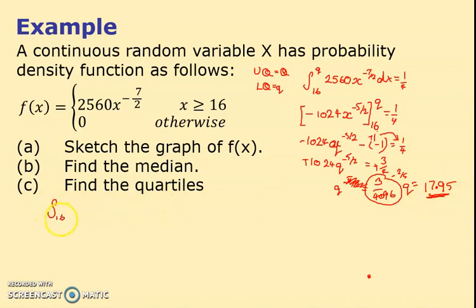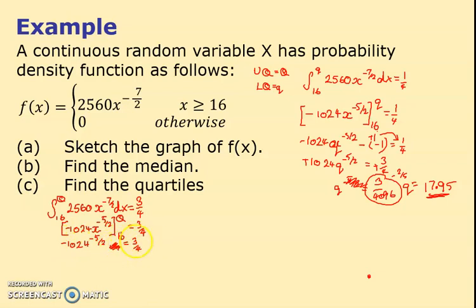To do the other one, I'm going to do exactly the same thing. It's now the integral from 16 to big Q for the upper quartile of 2560 x to the minus 7 over 2 dx. But now, of course, because it's the upper quartile, it's equal to 3/4. And on that basis I get minus 1024. You can see everything changes just very slightly. For instance, all this stuff is exactly the same, now written with a capital Q, but now equal to 3/4. And when I put this in, I get minus 1024 Q to the minus 5 over 2 plus 1 equals 3/4.